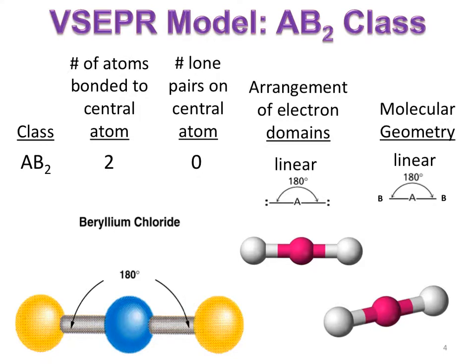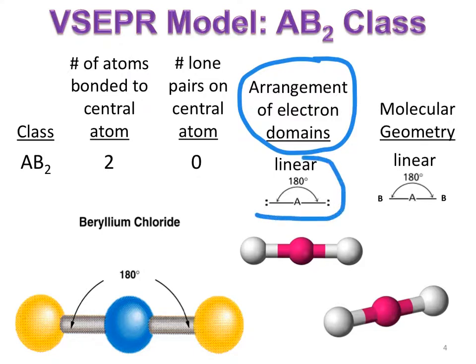Our first class is the AB2 class. The AB2 class has a central atom and has bonded to it two atoms. Those two atoms are not accompanied by any lone pairs. Therefore, the arrangement of the electron domains is linear, and the bond angle is 180 degrees.